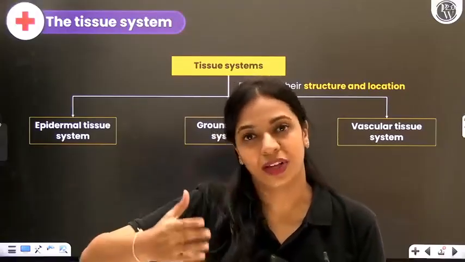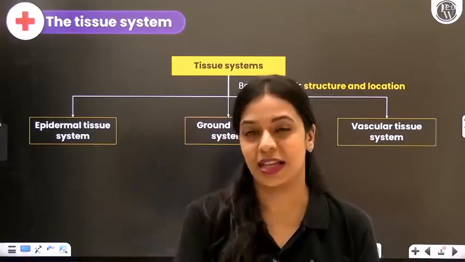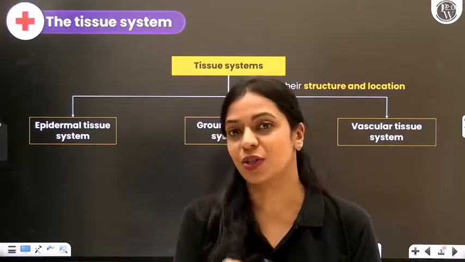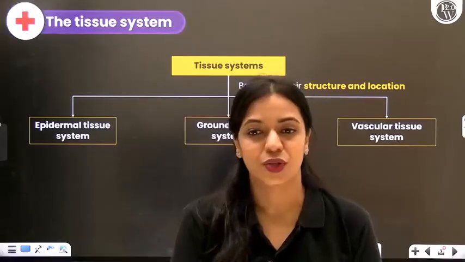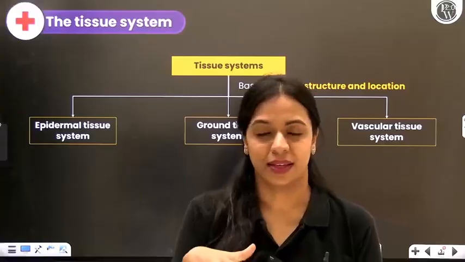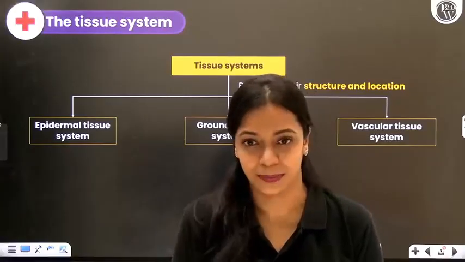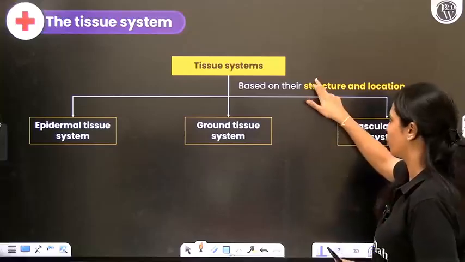Okay, so outer epidermal tissue is offering protection. Innermost vascular tissue is helping in conduction. Ground tissue is everything else apart from epidermal and vascular tissue system. So ground tissue basically fills up all of the spaces within the plant. Okay, is that clear?